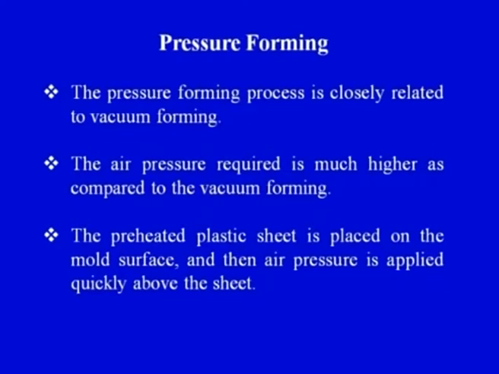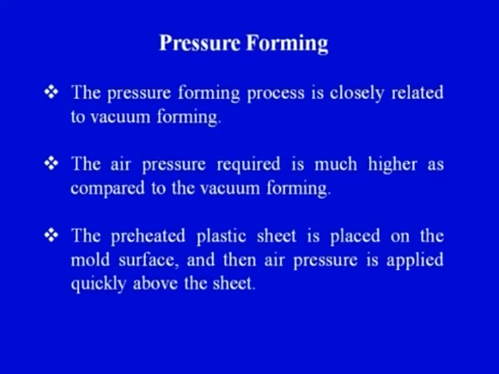So let us first have an overview of the pressure forming process. The pressure forming process is closely related to vacuum forming because the basic stages are the same. The plastic sheet is first heated, it softens on heating, and finally a pressure is applied to deform it according to the shape of the mold. Now how is the pressure applied? The air pressure required is much higher as compared to vacuum forming. So here air pressure is applied to deform the sheet into the desired shape.